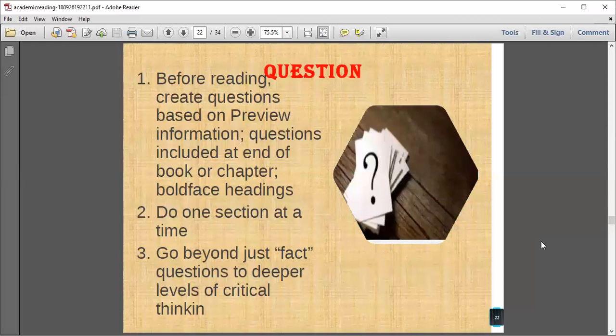Then after preview comes question. The strategy is PQ3R. So after preview comes question. Before reading, create questions based on preview information, questions included at the end of the book or chapter, and boldface headings. Do one section at a time. Go beyond just fact questions to deeper levels of critical thinking.